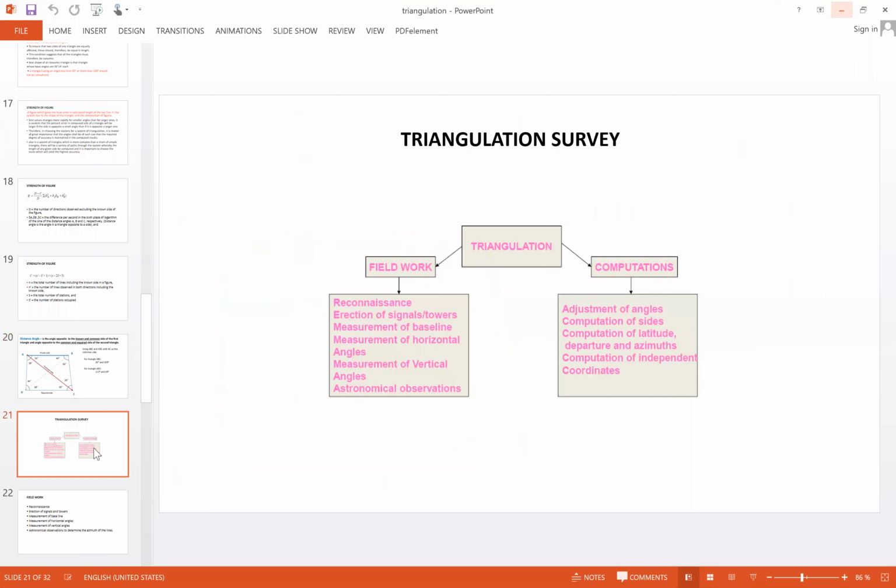Alright, next he has basically defined the entire process of triangulation. There are two phases: one is the field work and second is the computation that you do either at home or when you are in the field. In field work, first comes reconnaissance, which we already know is a preliminary survey in which we prepare a rough estimate, decide a rough alignment for our projects, and discuss what type of machinery and equipment is to be used. We have already discussed this in Survey 1.